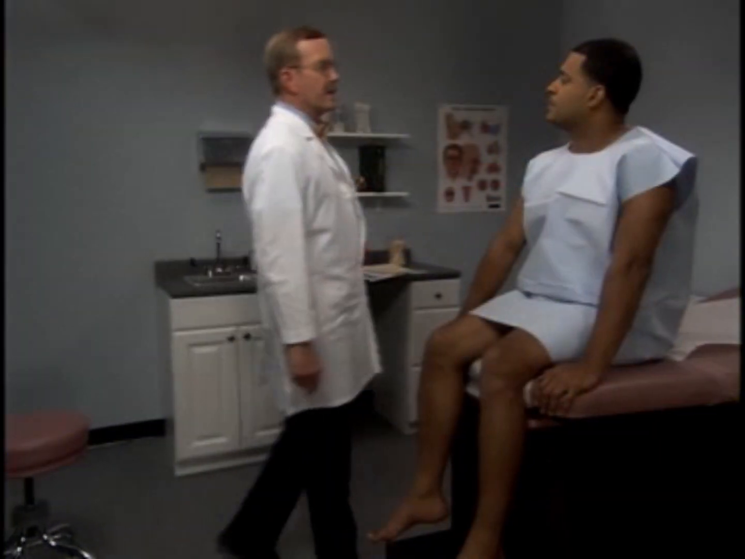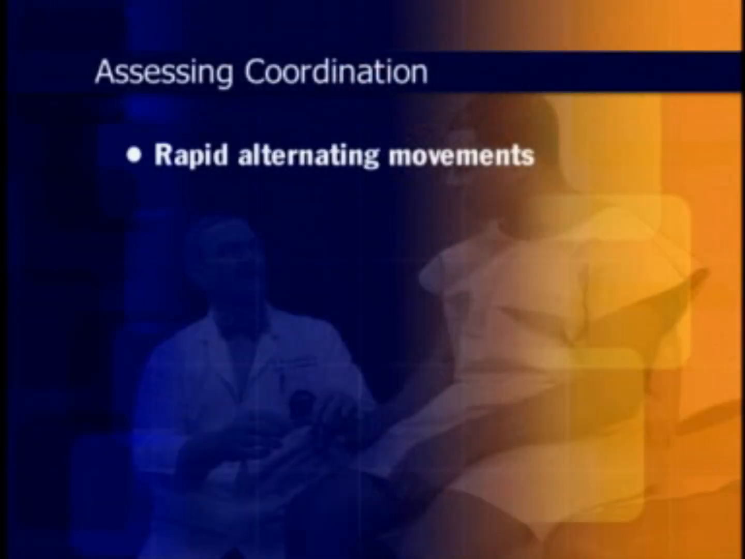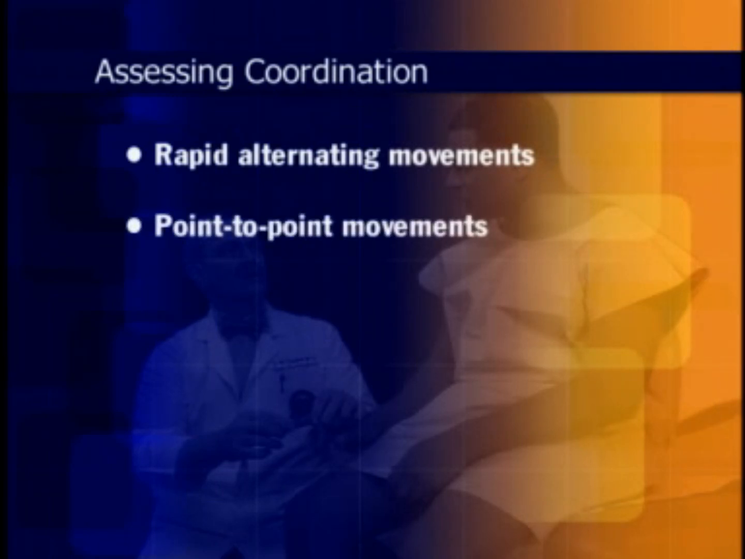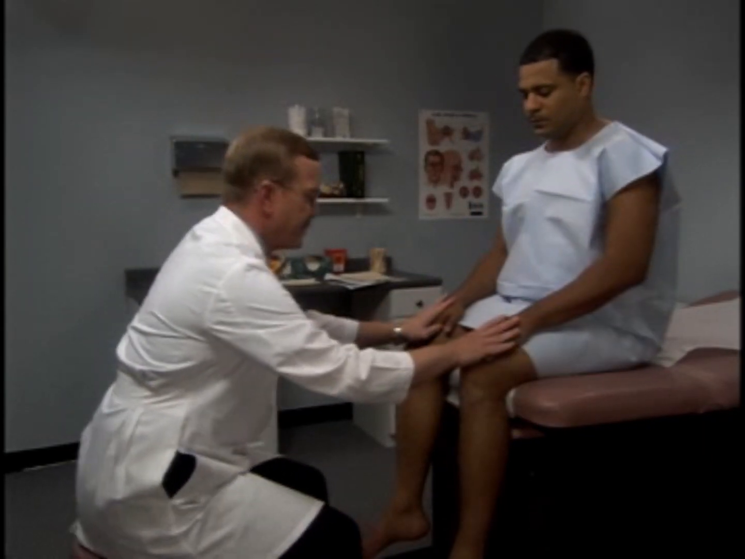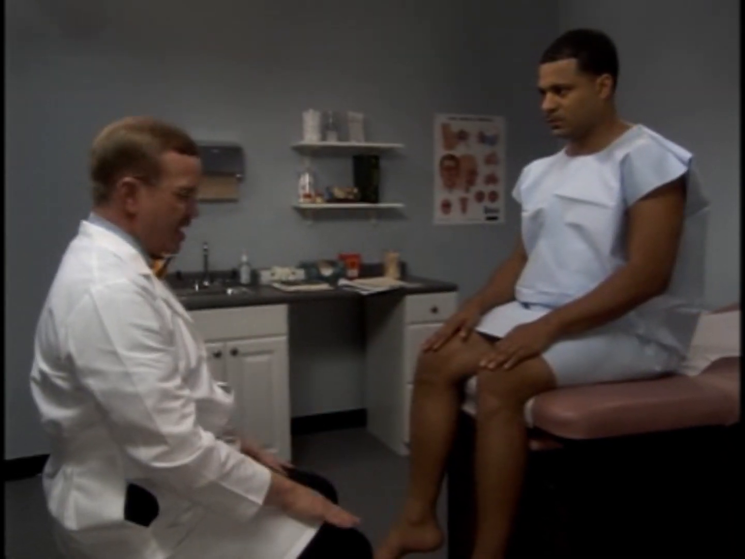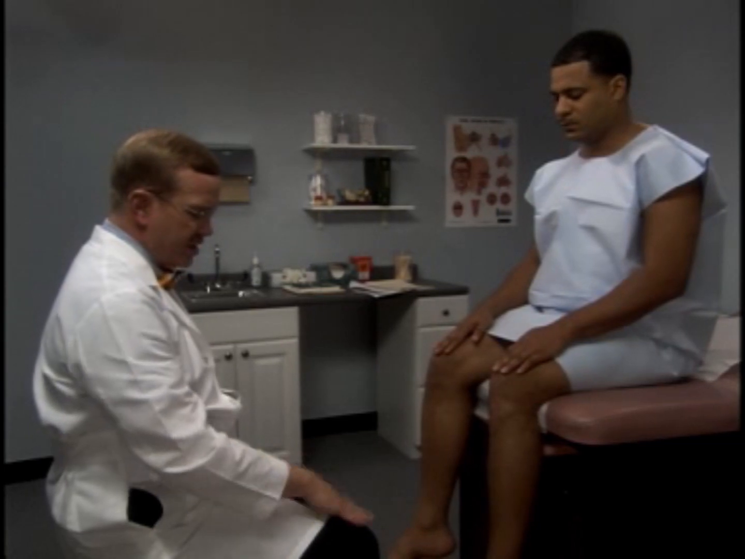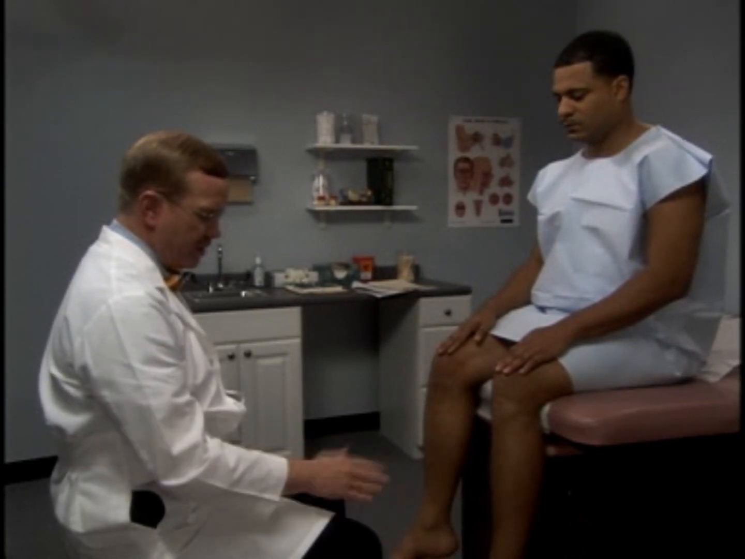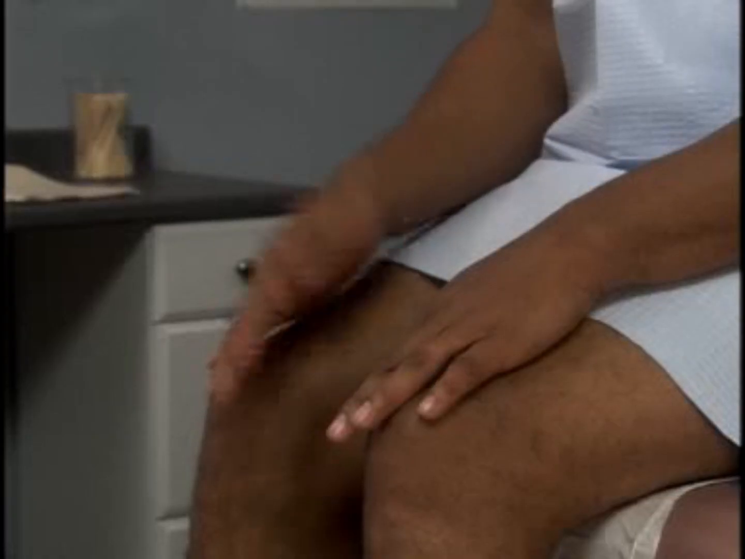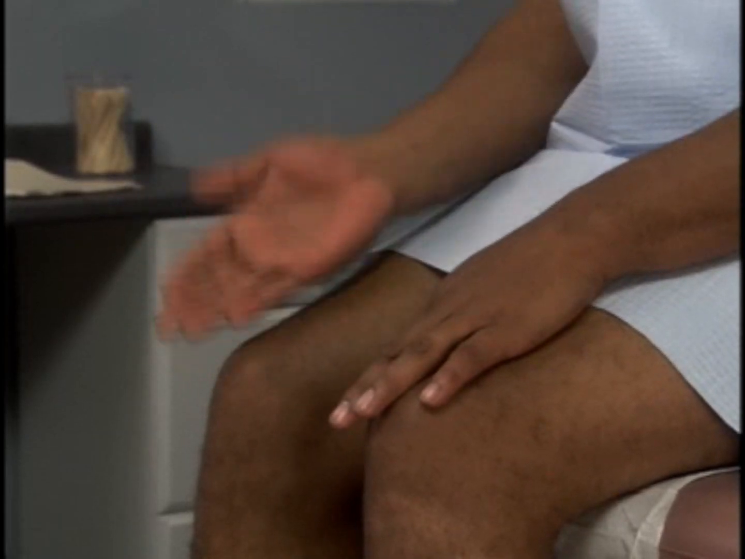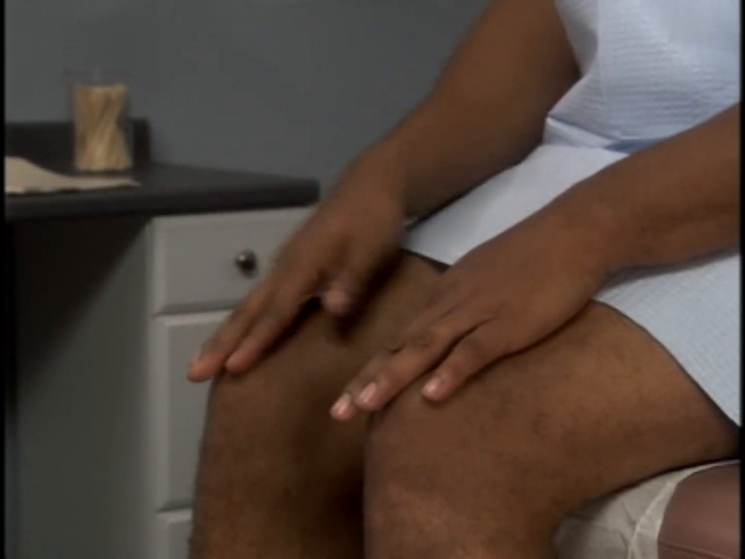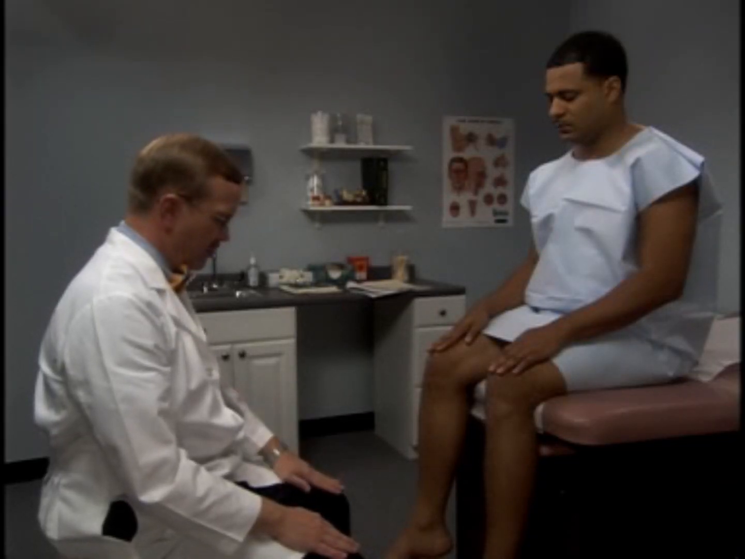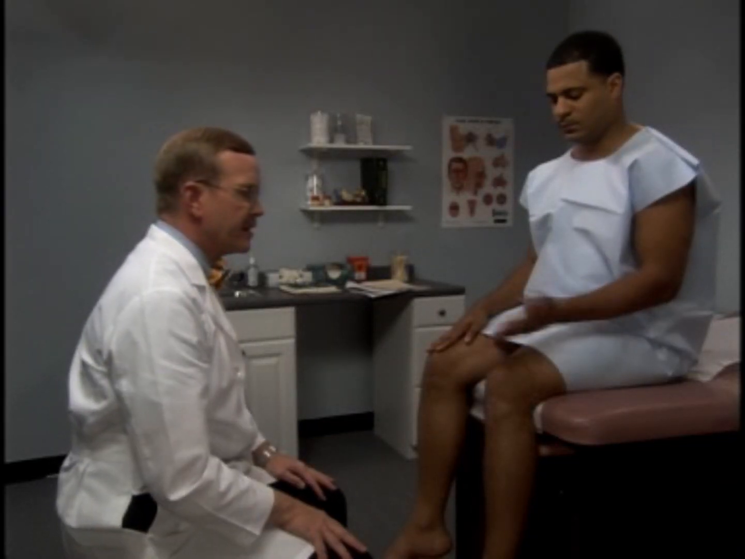To assess coordination, you'll evaluate rapid alternating movements and point-to-point movements. Begin by showing the seated patient how to move his hands so you can assess rapid alternating movement of the arms. I want you to do like this, over and back, over and back, over and back. Now you do it. Observe the speed, rhythm, and smoothness of the movements. All right? Assess each arm in this way. Over and back. The patient's dominant hand may be better coordinated.